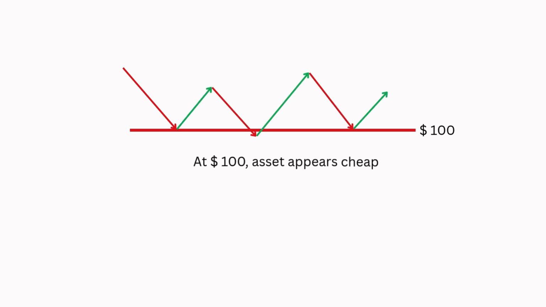Let's start with support. Support is a level around which it's difficult for price to fall further. Why? Because around that level, the asset appears cheap, so there are more buyers than sellers. And when there are more buyers than sellers, the price cannot fall much lower and usually rebounds.